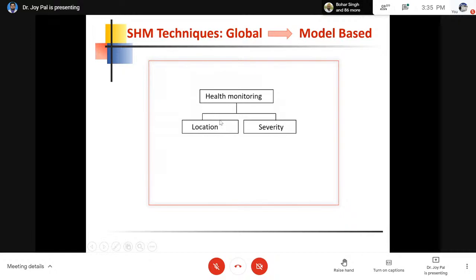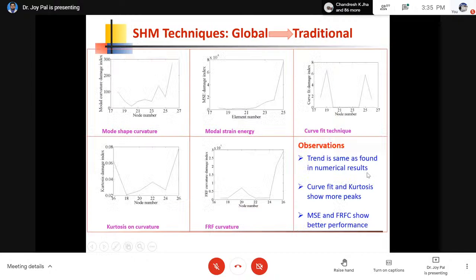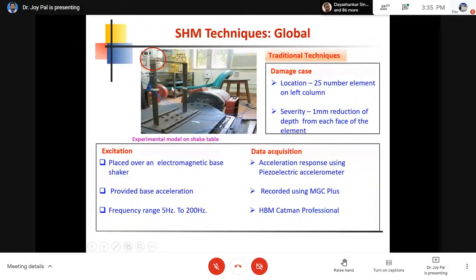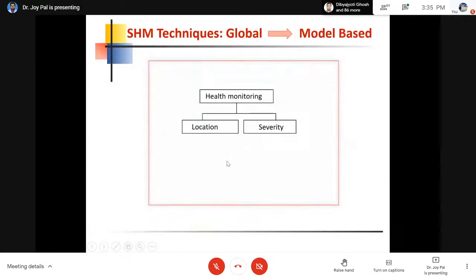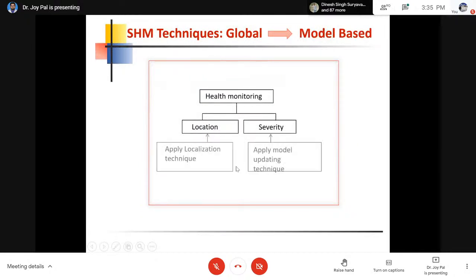What we need to do is prepare a numerical model for this structure. You have to prepare the numerical model so that it represents the structure very well. That numerical model becomes the reference structure. That reference structure will be utilized to identify the location of the damage. Using that numerical model, you compare with the damaged structure, and you apply the modal curvature technique, FRF curvature technique, and other things I showed earlier to find the location.